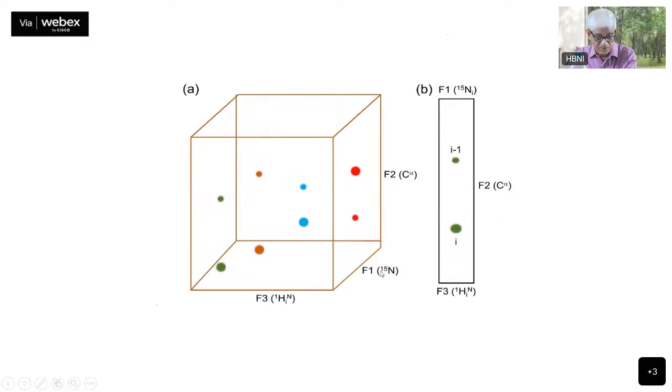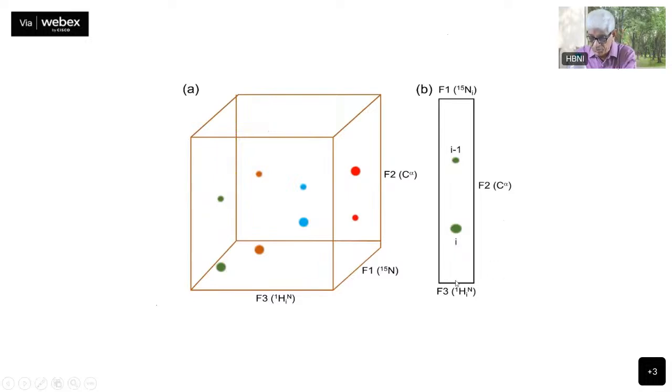Okay, so at this point I take a cross section. At this cross I take a strip there, that is a strip. Only these two peaks are present here. So I take this small strip along F3, F2, at the F1 chemical shift of this. So I will have only these two peaks there, right? And what do these peaks tell me?